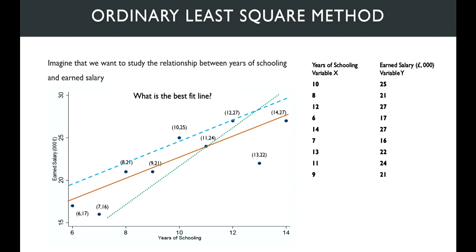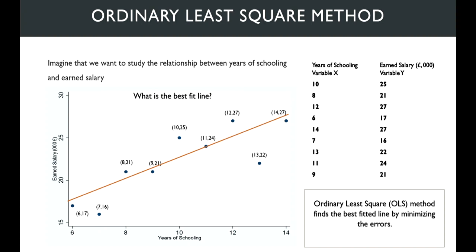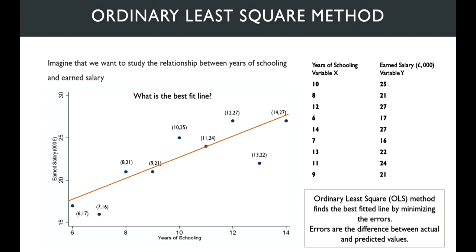So it's the ordinary least square method, and let's refer to it as the OLS. The OLS actually helps us to identify the best fitted line, which best represents or best summarizes the data. Now, according to the OLS method, the best fitted line is the one which has the minimum error, which bears the question: what are the errors? The errors are simply the difference between the actual and the predicted value for the y variable.